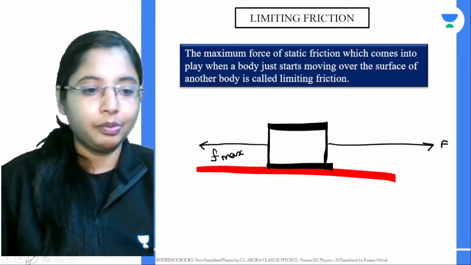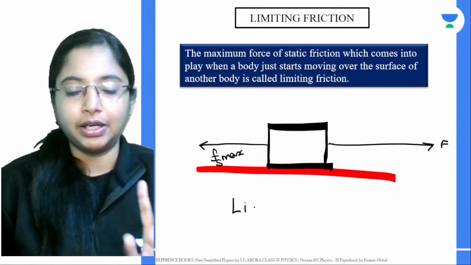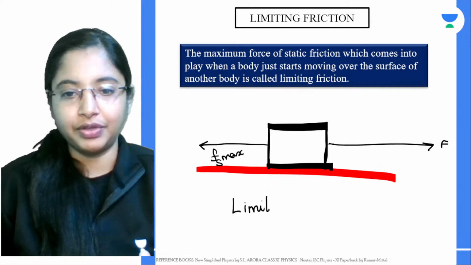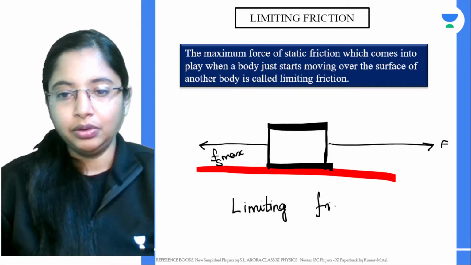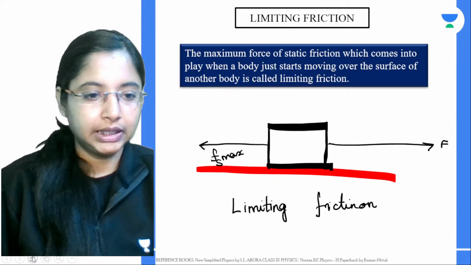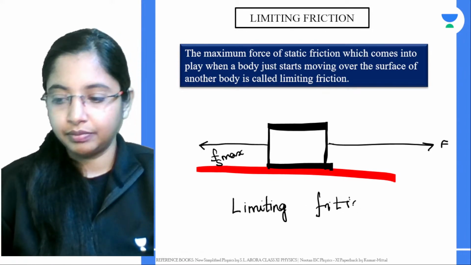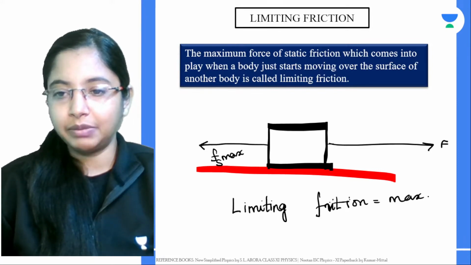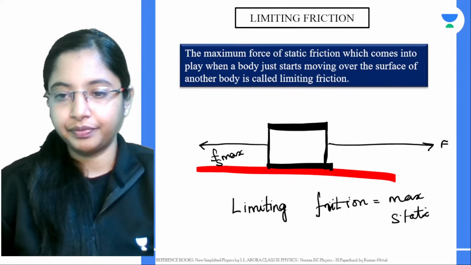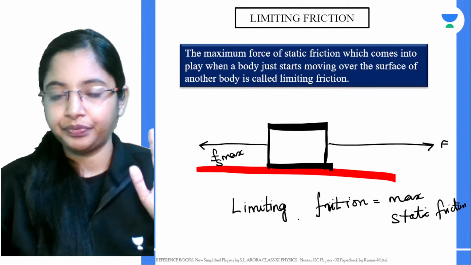So whenever you're talking about limiting friction, we are talking about the maximum static friction an object can have, or that the surface, or the two objects in contact, can have. So limiting friction is nothing but equal to your maximum static friction, because at this point the object has just started to move.